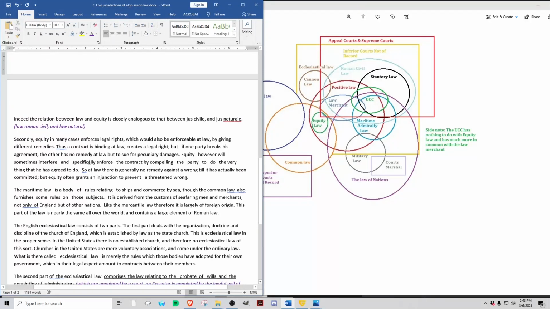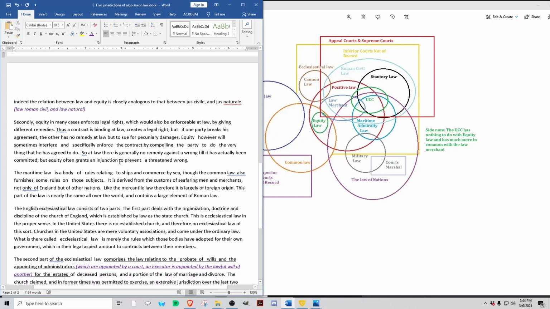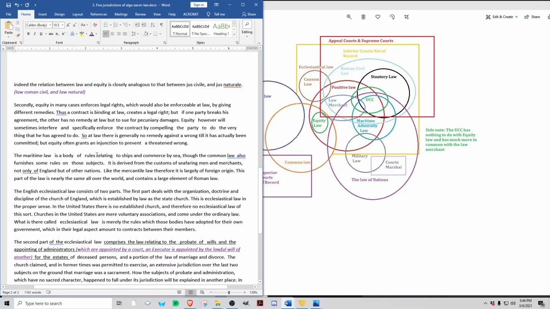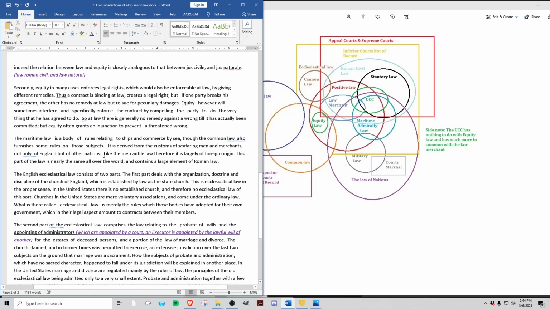Secondly, equity in many cases enforces legal rights, which would also be enforceable at law, by giving different remedies. Thus, a contract is binding at law and creates a legal right, but if one party breaks his agreement, the other has no remedy at law but to sue for pecuniary damages. Equity, however, will sometimes interfere and specifically enforce the contract by compelling the party to do the very thing that he has agreed to do. You see, the problem is, at common law, you can't force a sovereign to do anything. Right? So at law, there is generally no remedy against a wrong till it has actually been committed. But equity often grants an injunction to prevent a threatened wrong.